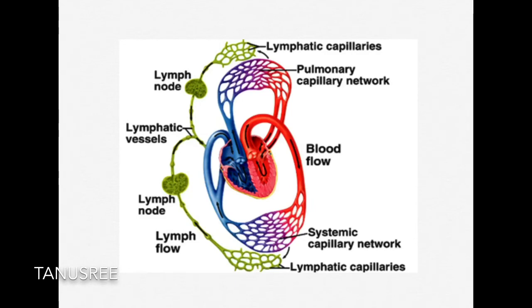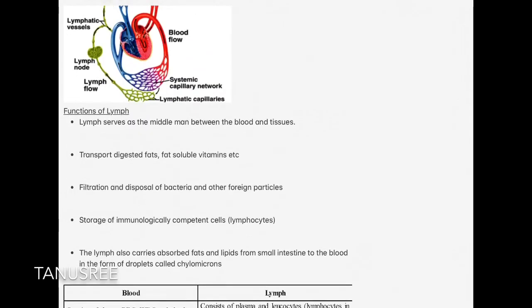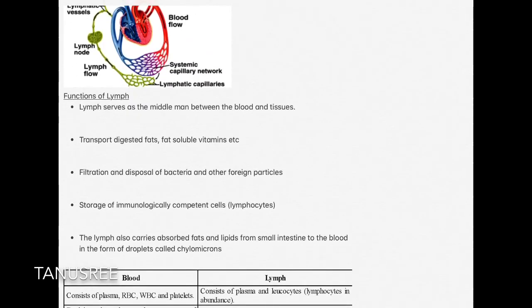If not, then they are forming the lymph and they are collected in the lymphatic capillaries, from where they are moving into the lymph nodes, the lymph vessels, and ultimately they are again entering into the main blood circulatory system through the subclavian veins of the body. So, the lymph functions as the middleman between the blood and the tissues.